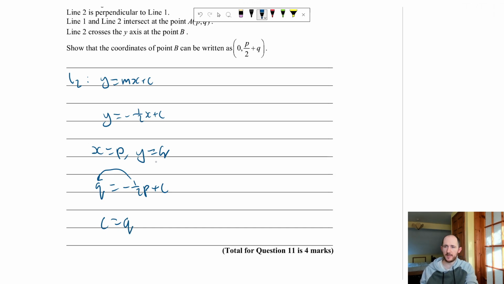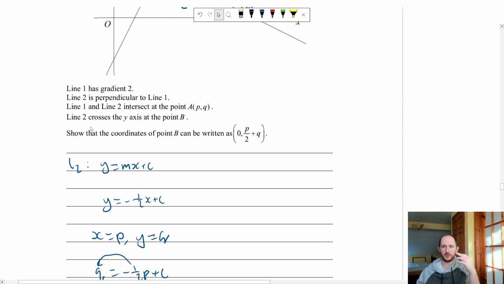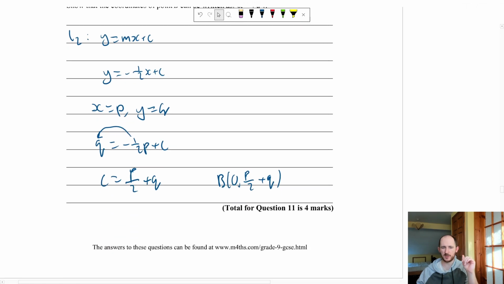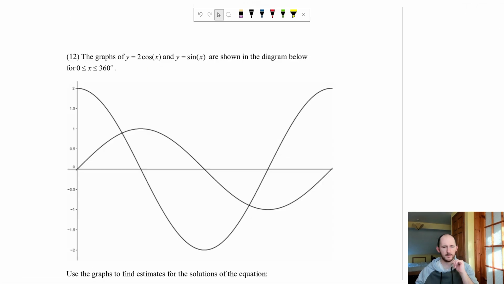Actually, let's write it in the way that they want it. So instead of minus a half P, it's going to be positive a half P. So that's the same as writing P over 2, and then plus Q. So that means the coordinates of B are, of course, 0, and as they said, P over 2 plus Q. Just like that. Nothing too fancy there. But again, it is a bit tricky when you have to use a bunch of algebra and interpret the question. So hopefully the way I explained it makes a bit more sense. I'm talking my thought process through.